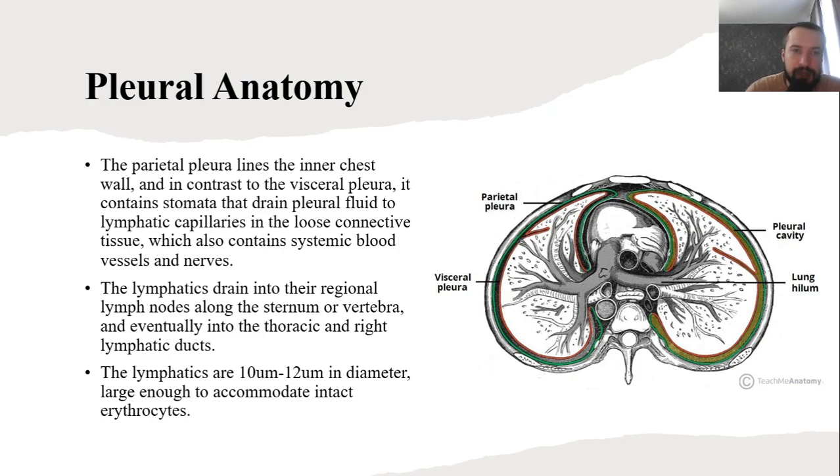The parietal pleura lines the inner chest wall, and in contrast to the visceral pleura, it contains stomata that drain pleural fluid to lymphatic capillaries in the loose connective tissue, which also contains systemic blood vessels and nerves. The lymphatics drain into the regional lymph nodes along the sternum or vertebra, and eventually into the thoracic and right lymphatic ducts. The lymphatic stomata are 10–12 micrometers in diameter, large enough to accommodate intact erythrocytes.